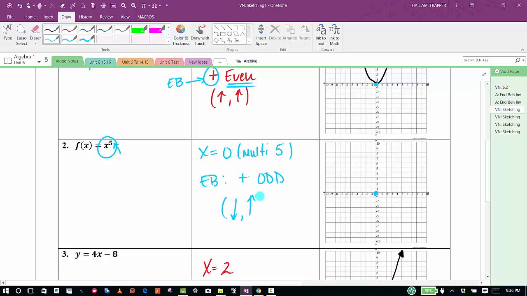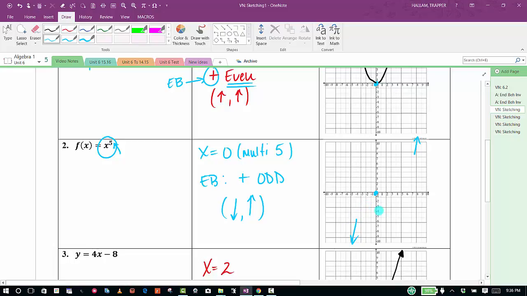So we know what the ends do, and we know where there's a point, and it's a fifth power. We'll talk about turning points when we get there, but let's keep this pretty basic. So let's mark in our end behavior. I know that I'm going to start low, and I'm going to end high. I actually draw that in. A lot of times I'll start with the end behavior.